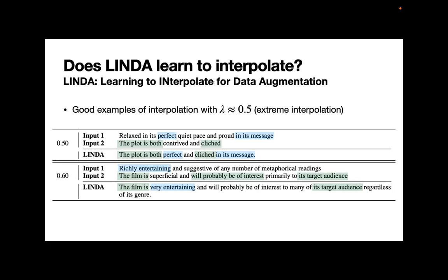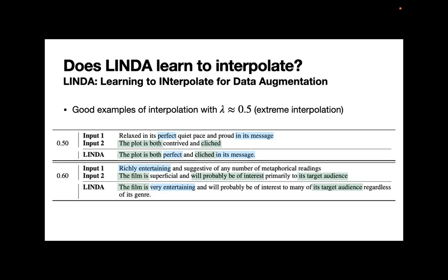And then what we see is that the first input makes sense. The first one was relaxing, perfect quiet place and proud in its message. Second one, the plot is both contrived and cliched. And then when we sample from it, well, we did a beam search: the plot is both perfect and cliched in its message, but it's good but not perfect. It's just not enough paraphrasing.